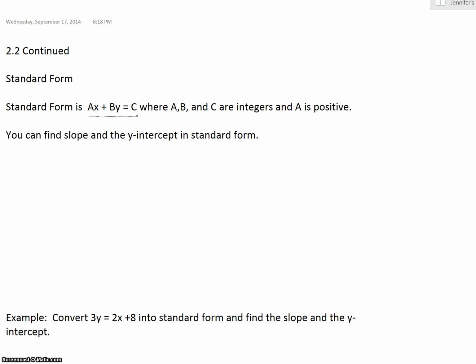That means that your a, your b, your c, they cannot be fractions or decimals. They have to be integers, and the a has to be positive. Now, your Casio calculator does not care if they're integers or fractions or if they're positive or negative. But your textbooks, your college professors, they may care. So for now, we're always going to make a, b, and c integers, and a a positive number.